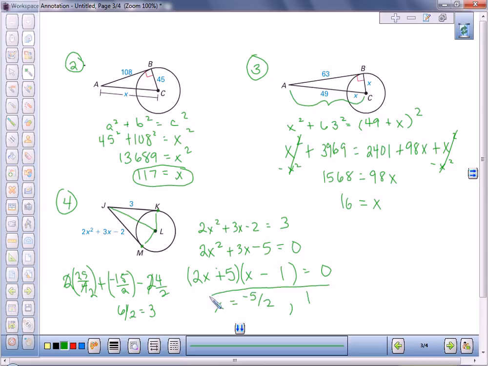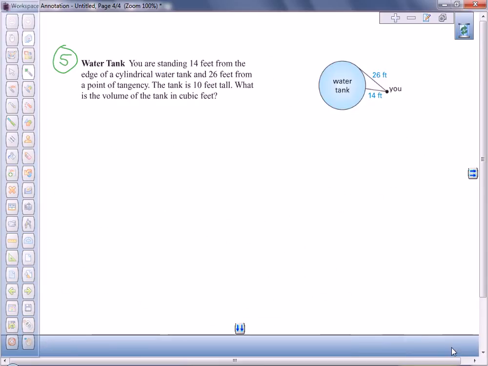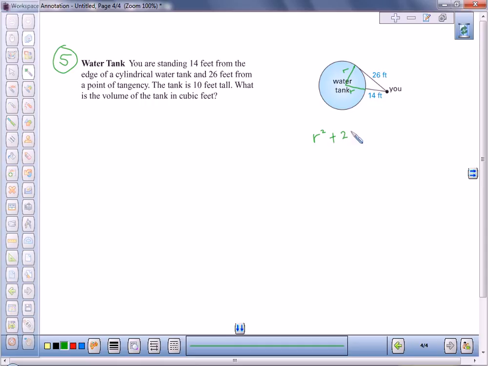The last one we're going to look at is an application problem, a word problem. You're standing 14 feet from the edge of a cylindrical water tank and 26 feet from the point of tangency. The tank is 10 feet tall. What is the volume of water in cubic feet? So there's a couple things we want to look at here. One, we need to figure out what this radius is. So let's go on over to the picture. We know that whatever it is here, it's the same thing here. So we know that r squared plus 26 squared has to equal r plus 14 squared.